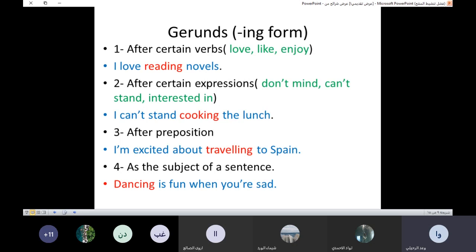And then we have after prepositions, like about, by. Those are the most common prepositions that after them you're going to have the ing form. I am excited about traveling. Any kind of sentence where I use a preposition, after it sometimes I'm going to have the ing form. Then I have the ing form as the subject of a sentence, like dancing is fun, studying is difficult, any word that comes in ing.